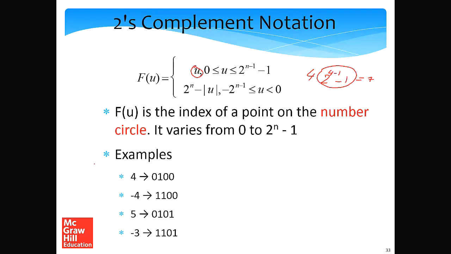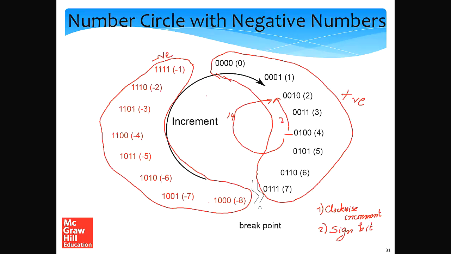However, the moment a number becomes negative, and the number is between minus 2 to the power n minus 1, which in a 4-bit number system is minus 8, and 0, we will represent this as 2 to the power n minus the absolute value of u. It is very interesting why this is done.